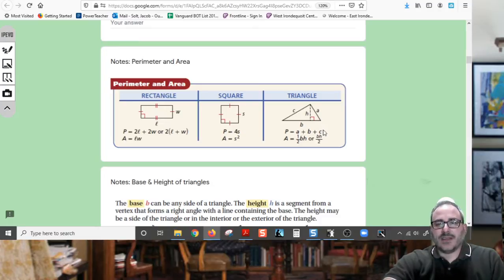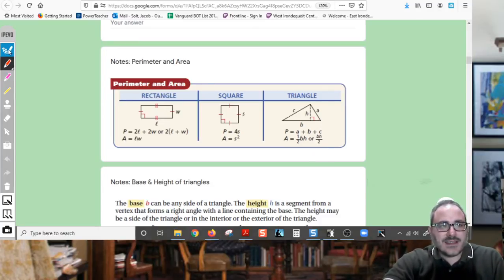And then triangle. Triangle, have you ever noticed that a triangle is a lot like a rectangle? Now you might say, Mr.